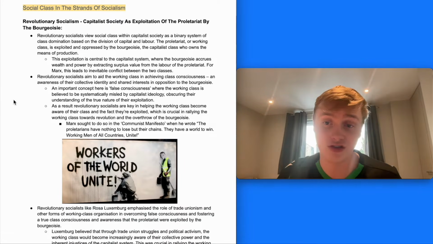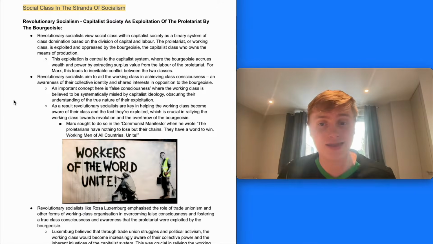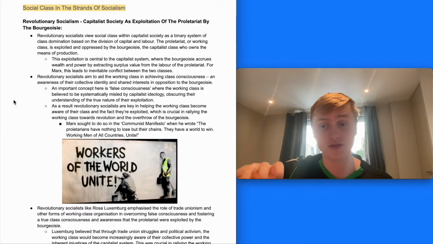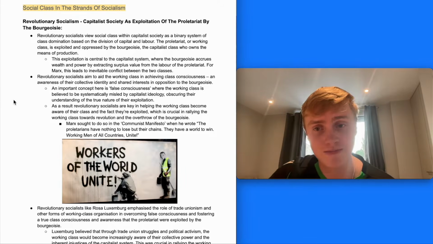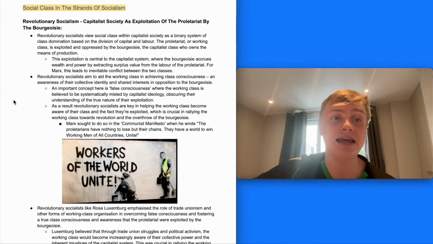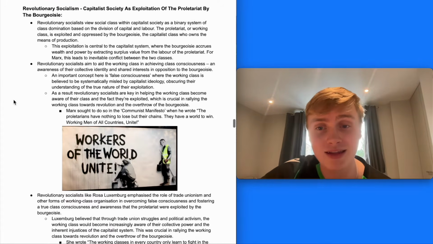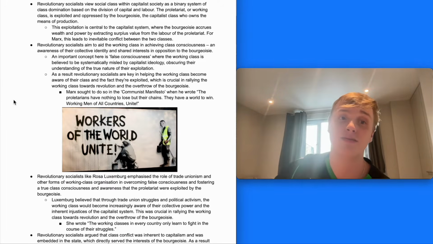So revolutionary socialists view social class within the capitalist system in binary terms. So they believe that you have two groups, the proletariat and the bourgeoisie, and the bourgeoisie completely oppress the proletariat, and there's effectively nothing in between, and they see this as inherent to the capitalist system.